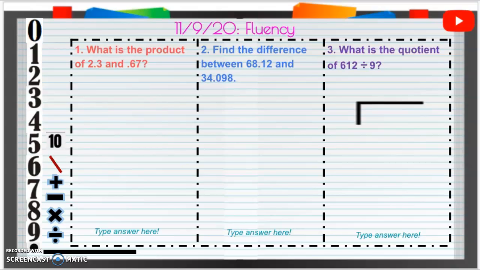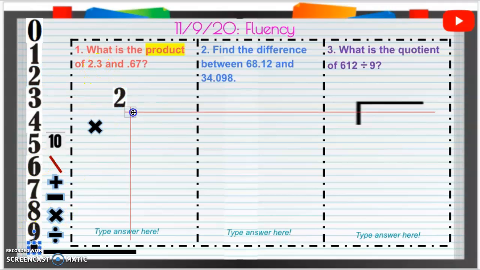November 9th, 2020, Fluency. Number 1, what is the product of 2 and 3/10 and 67 hundredths? Well, I know that the word product means to multiply. So, when I multiply here, do I have to line up my decimals? No, I don't. Not when we're multiplying. You don't have to.